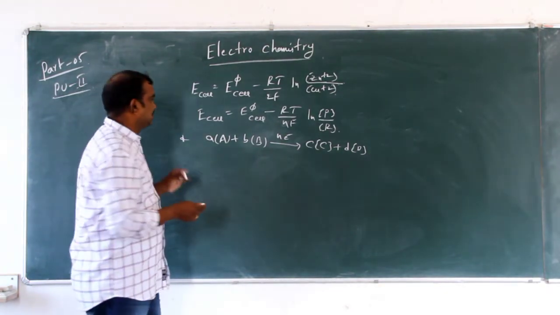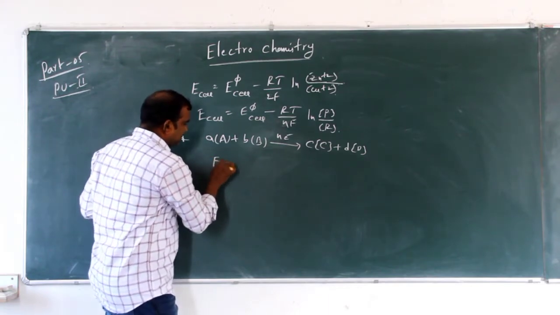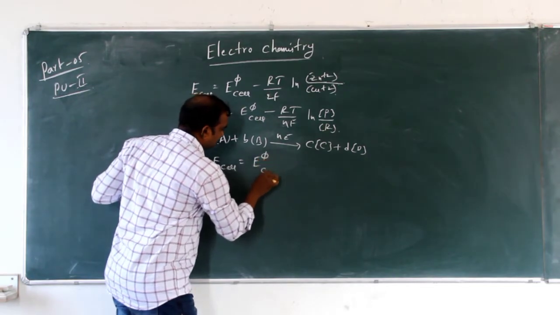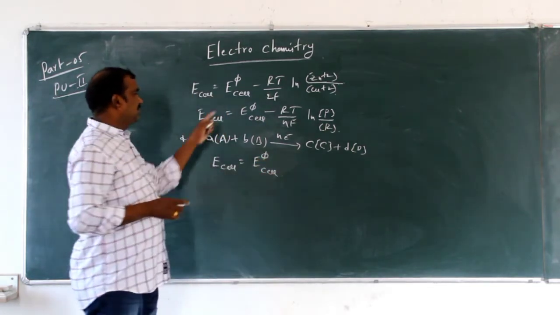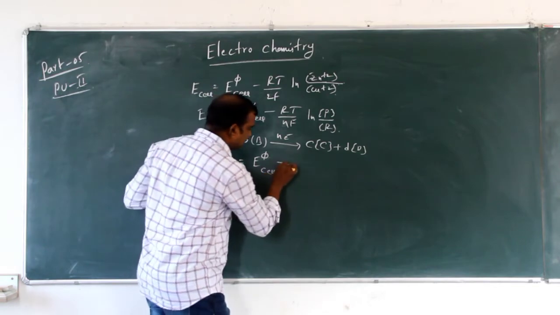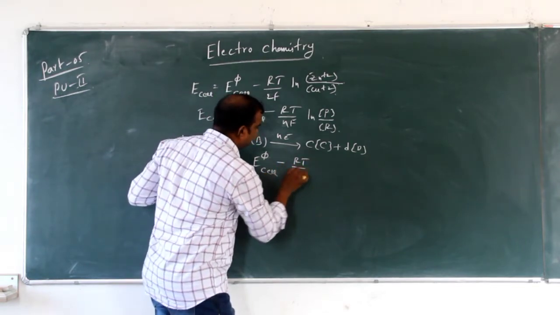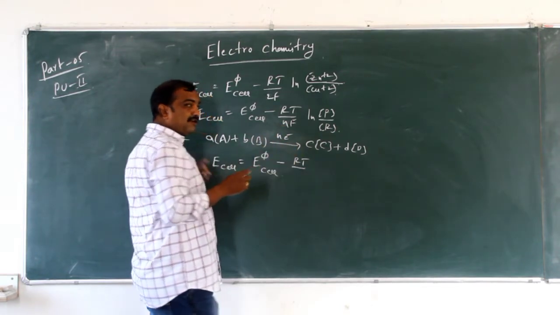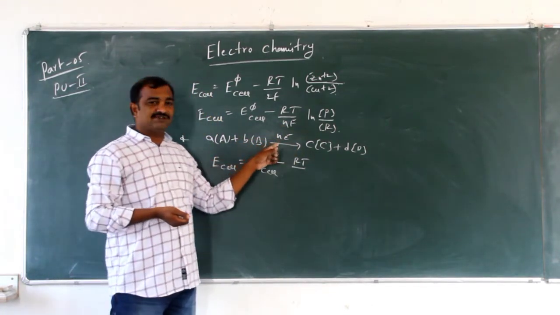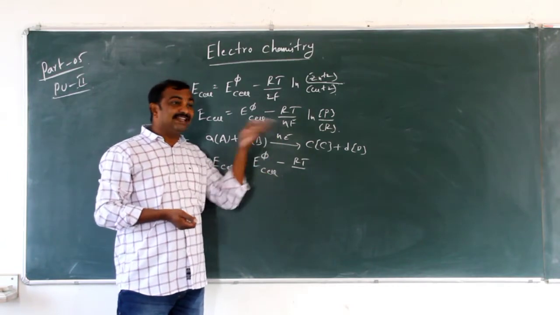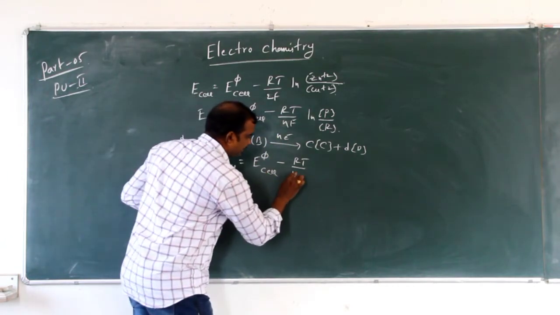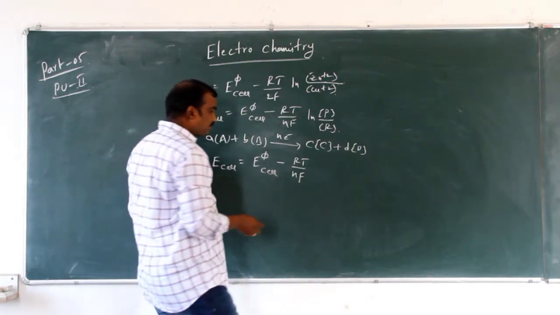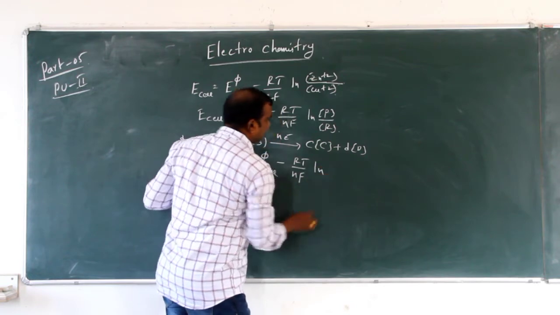Simply, E cell is equal to E naught cell minus RT by nF, the same as before. Here n means the number of electrons transferred. How many electrons are there in the equation? n electrons. So n into F, where F means Faraday, into ln of the products concentration.